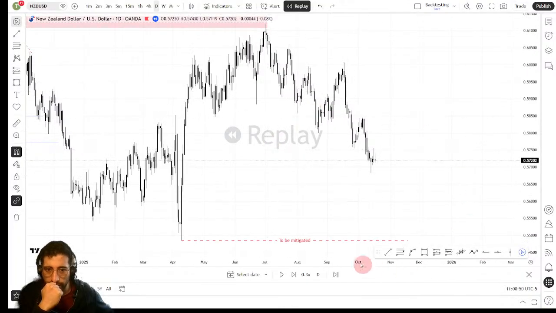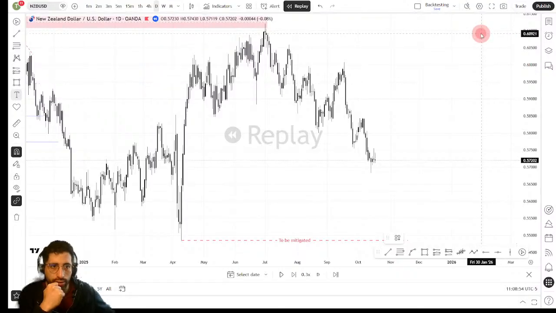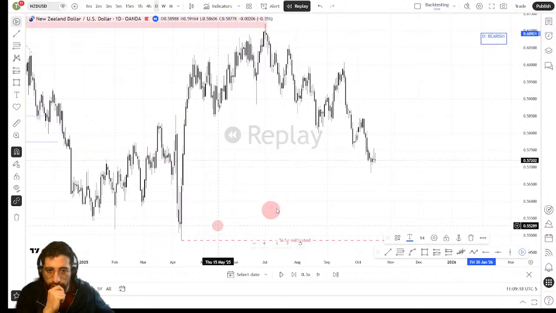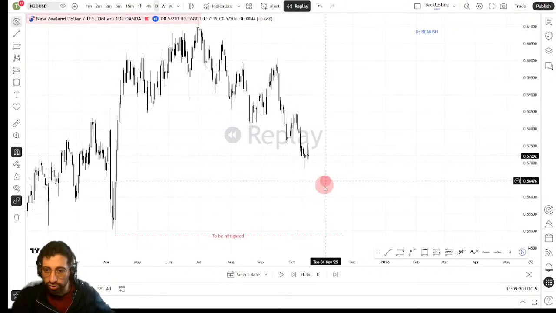This is what I always do. I just put here the information about the market direction, so I never get confused. So we're in a bearish impulse. We're in a bearish trend line on the daily time frame, and it seems that it's continuing, so it's fine for us. This is the point to be mitigated. So apparently the price can continue going down.